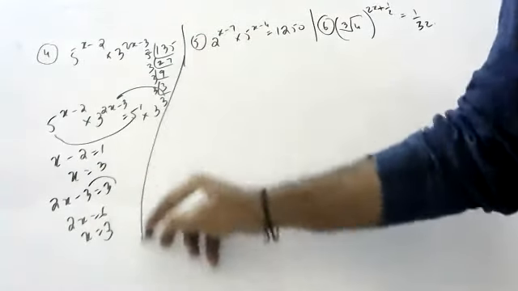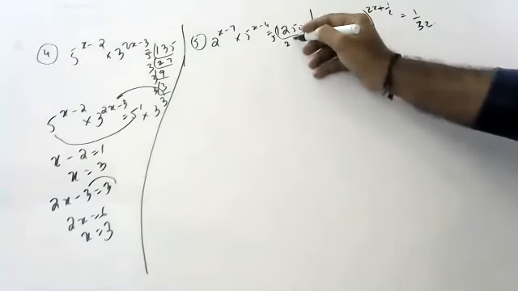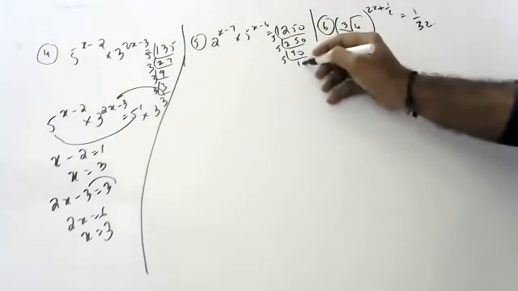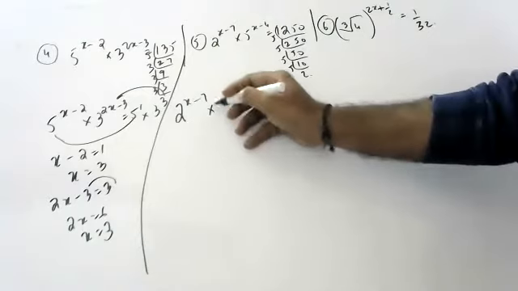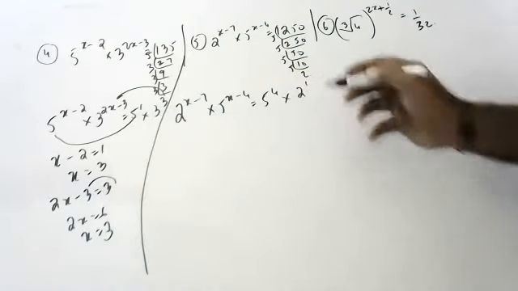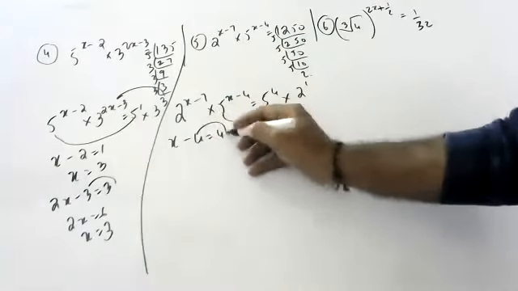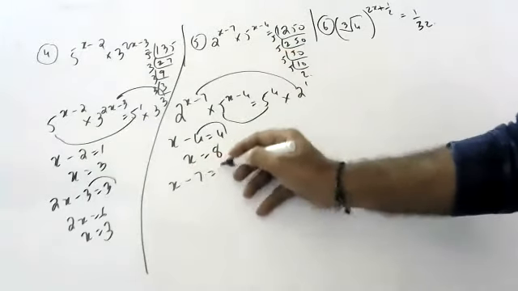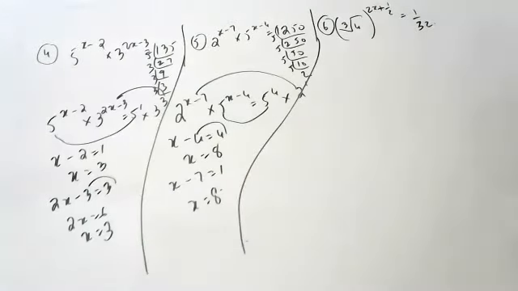Right. This one again. 1250 factorization: 5, 250, 50, 10, 2, 2. So 2 to the power of x minus 7 into 5 to the power of x minus 4 is equal to 5 to the power of 4 into 2 to the power of 1. Okay, x minus 4 is equal to 4, x is equal to 8. Both: x minus 7 is equal to 1, x is equal to 8. So can you tell this one?